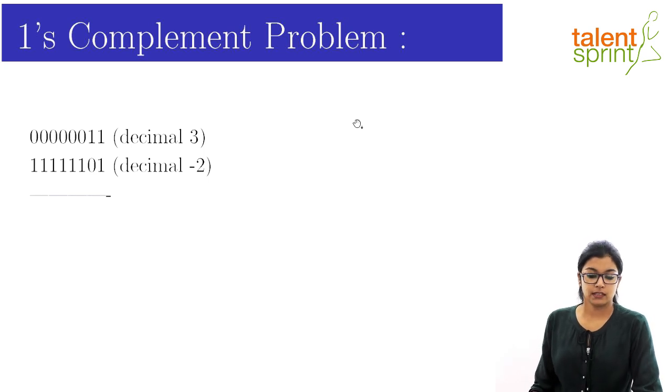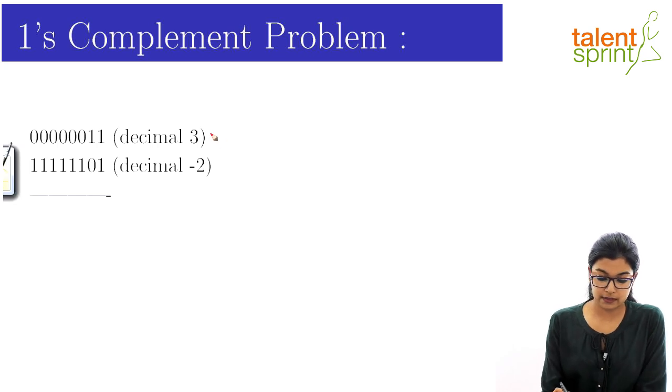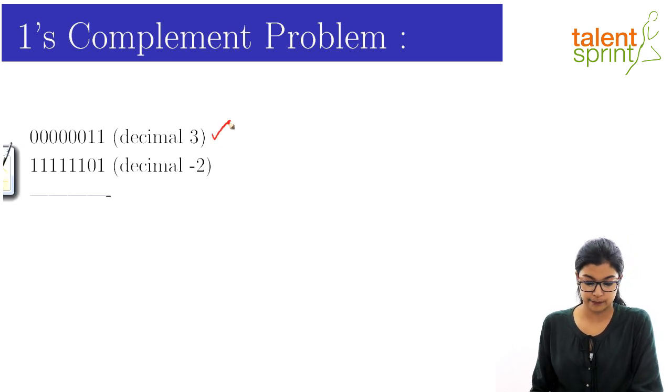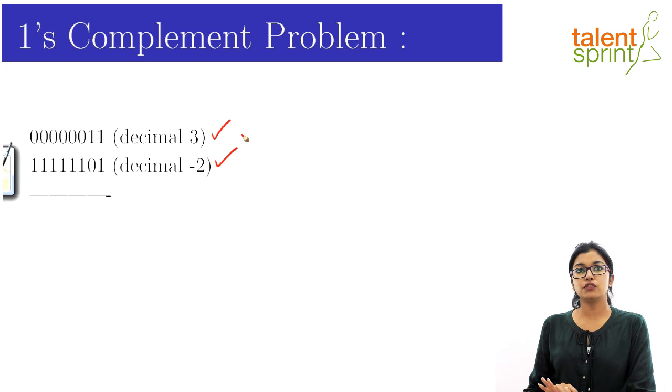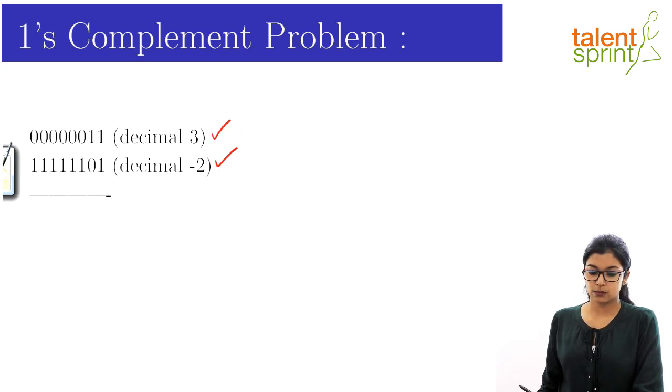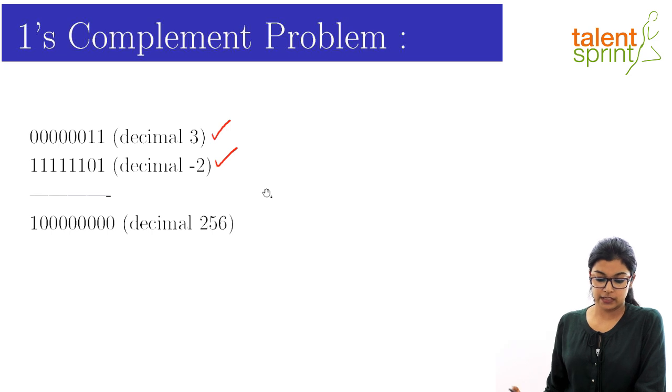So this binary number, this bit representation, gives you decimal 3. Now what we are trying to do here is add decimal 3 with decimal minus 2 to check if this representation solves our problem of arithmetic addition. Alright. So what we have to do next is simply do addition. So when we do addition, we get 256.